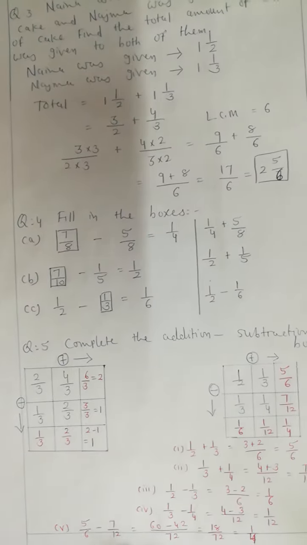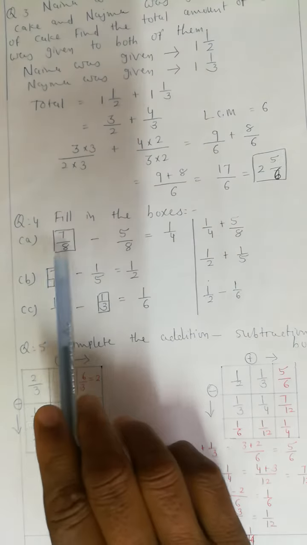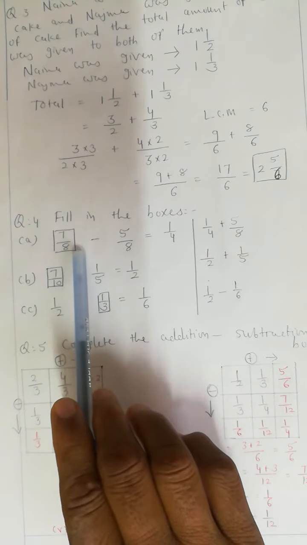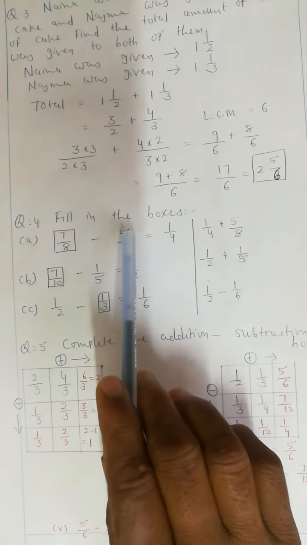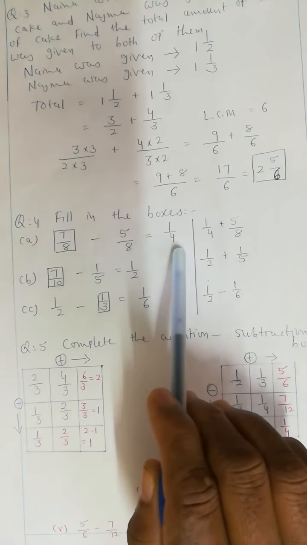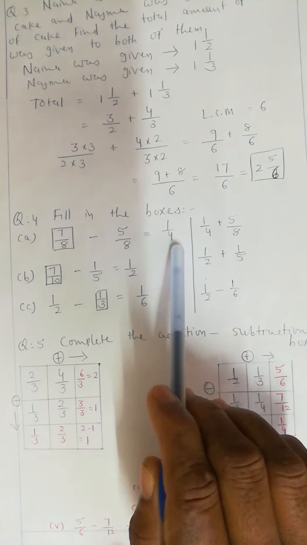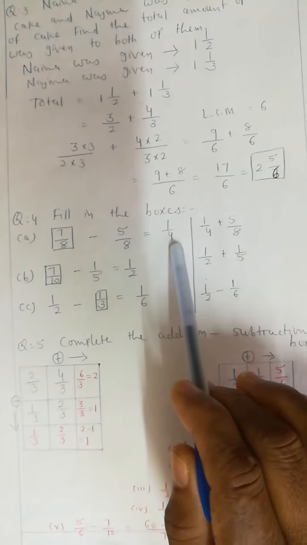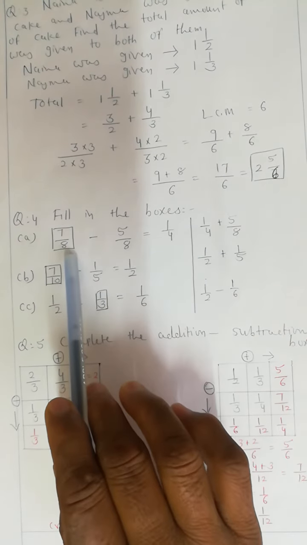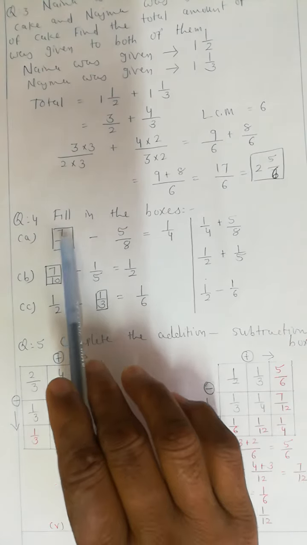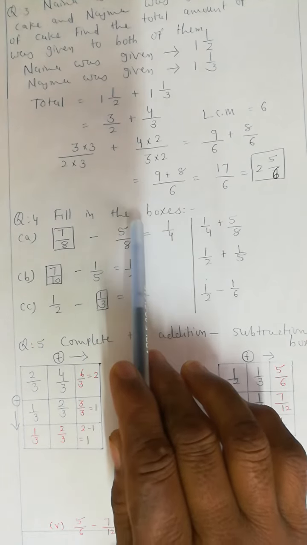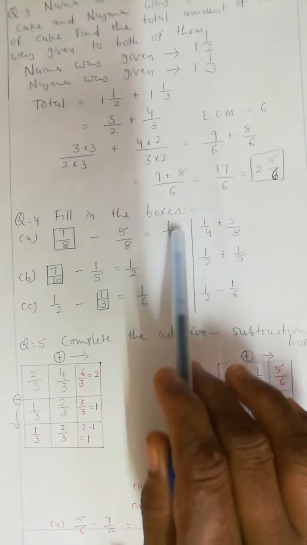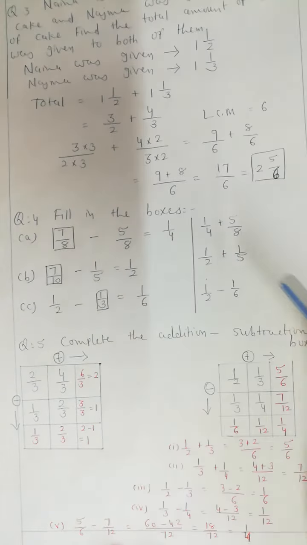Now question number 4. Fill in the boxes. A, there is a box given, minus 5 upon 8 equals 1 upon 4. Here the total answer of your question is 1 upon 4. Therefore, you have to put 7 upon 8 here. 7 minus 5, there will be 2 upon 8. When you cut the number, 2 ones are, 2 fours are, you will get 1 upon 4.